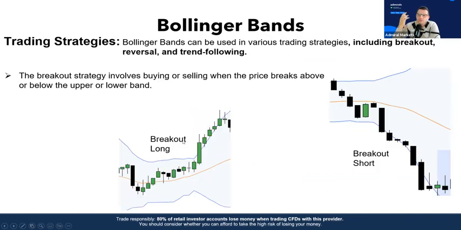So, what are the 3 trading strategies with the Bollinger Bands? First, we have the breakout. It's a very good filter for breakouts, to test the validity of the breakout. They can be used as reversals and a trend following system.